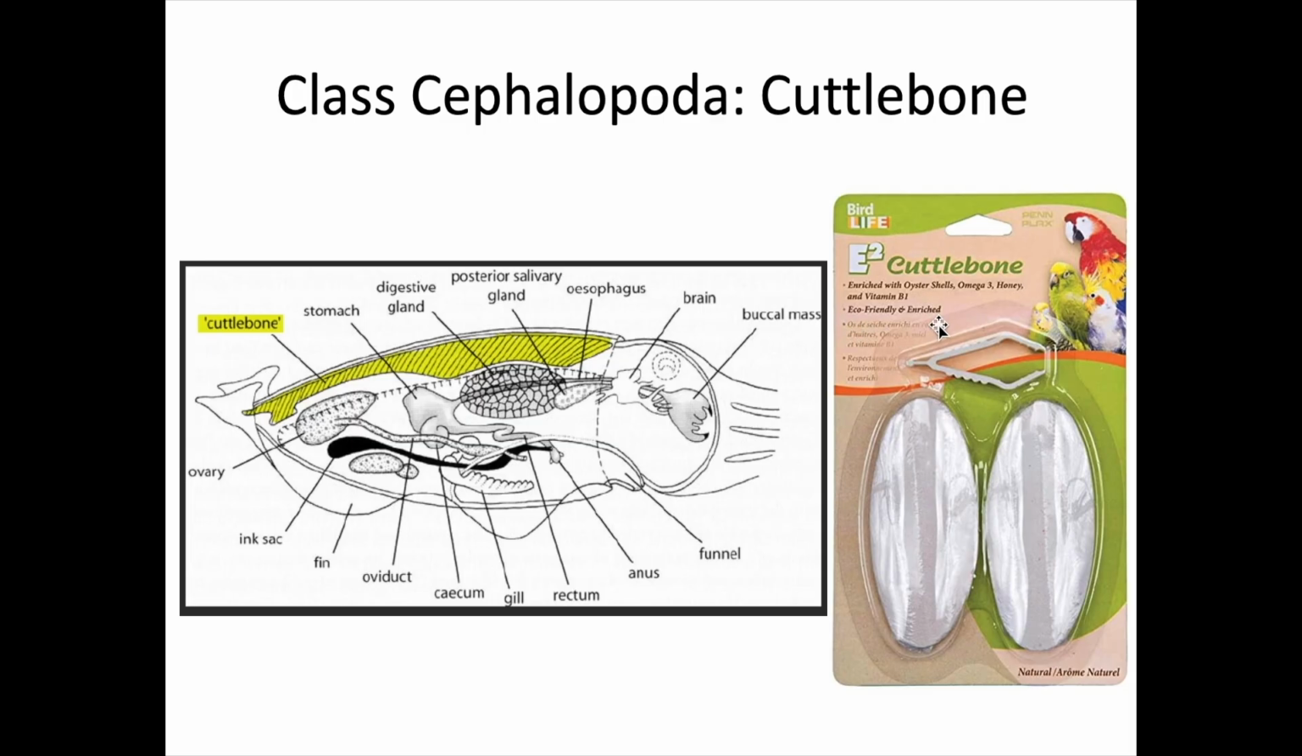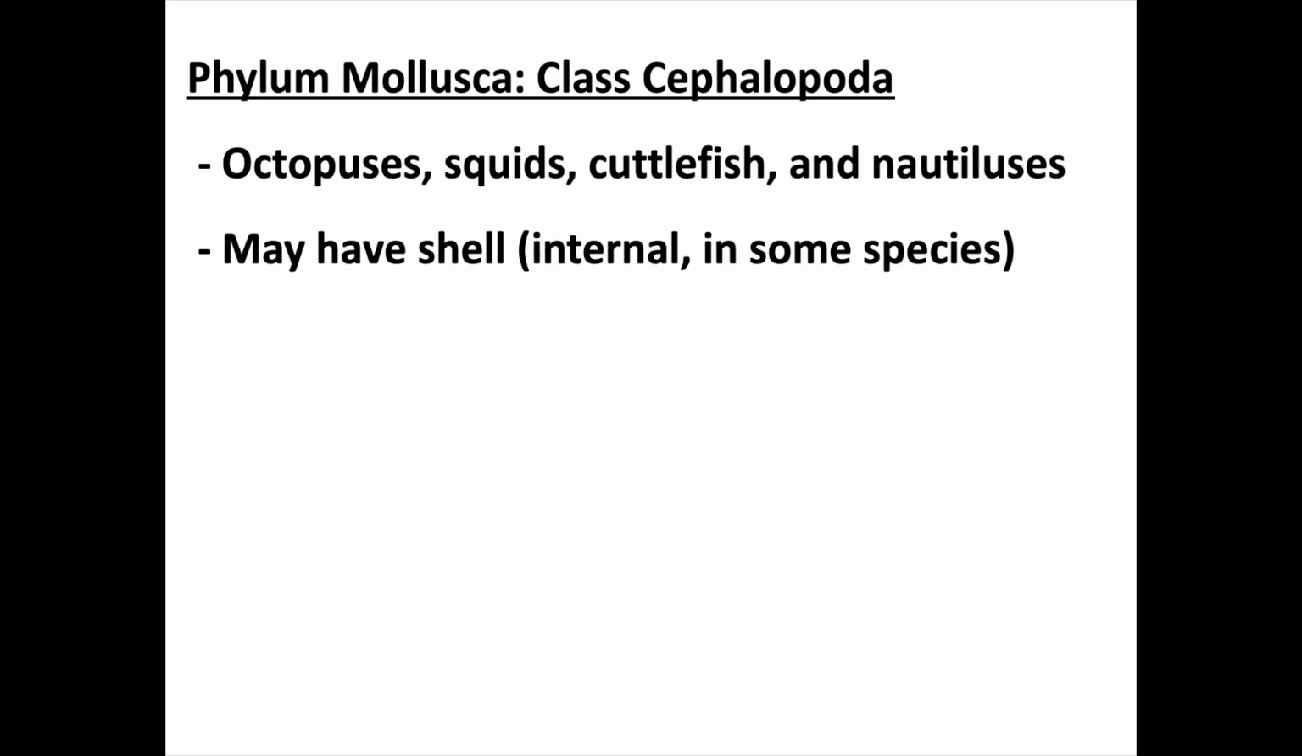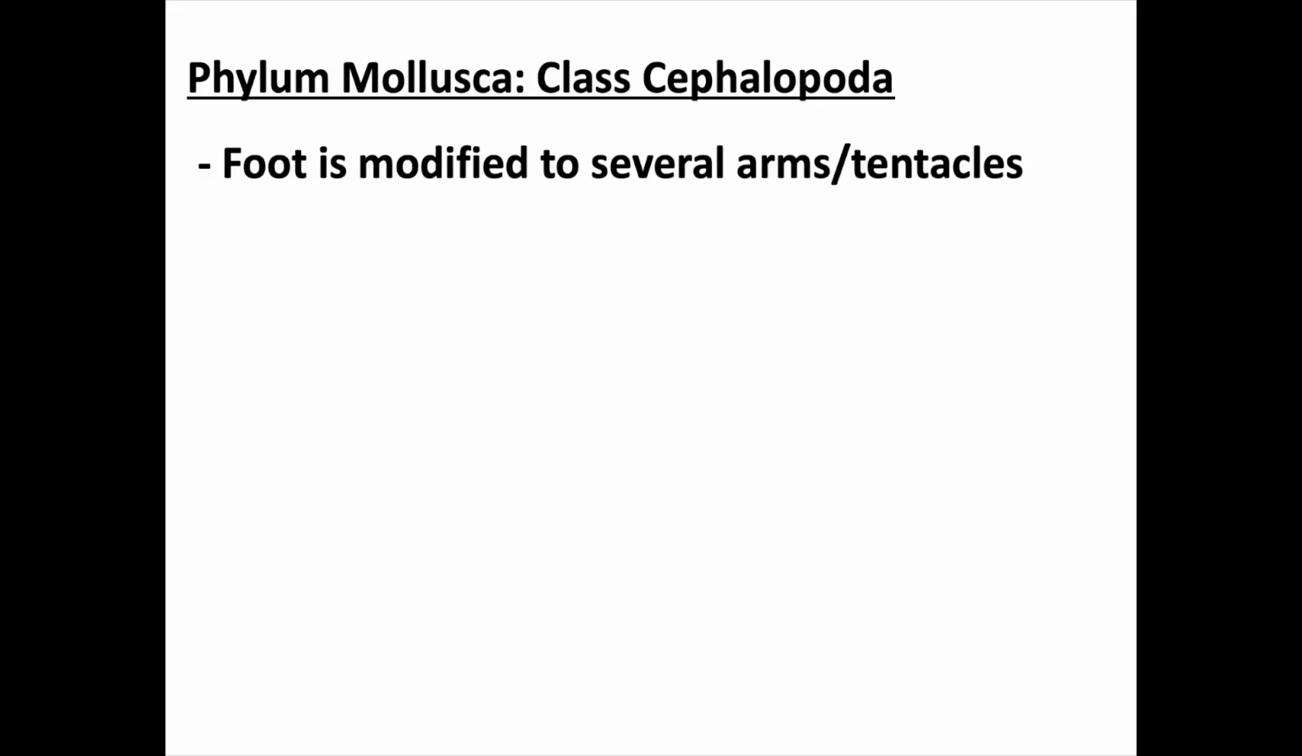And sometimes I like what Google pulls up for me when I search for figures like this. I guess if you've got a pet bird, you can buy cuttle bone as a source for vitamins and calcium and stuff. But anyway, this is another internal shell. Some don't have any shell at all, so they may have a shell, and it is internal in some species. Obviously, all mollusks have a foot.